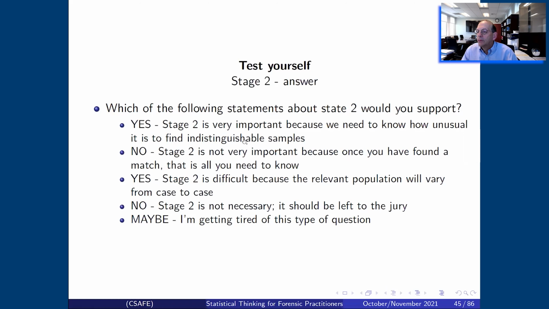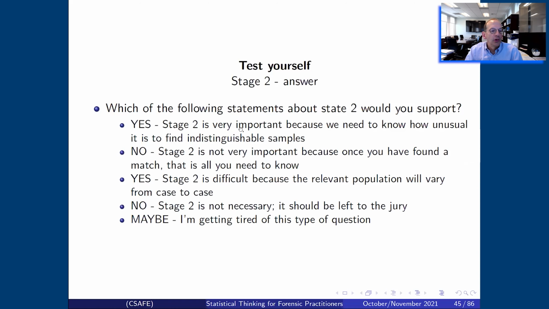So let's review those. Excellent. Which of the following statements are true? Stage 2 is very important because we need to know how unusual it is to find indistinguishable samples. That is, in my opinion, correct, and all of you agree. Stage 2, not very important because once you have a match, that's all you need to know. And that is obviously not correct. Stage 2 is difficult because the relevant population can be A, hard to define, and B, can differ from case to case. So really well done on that question.